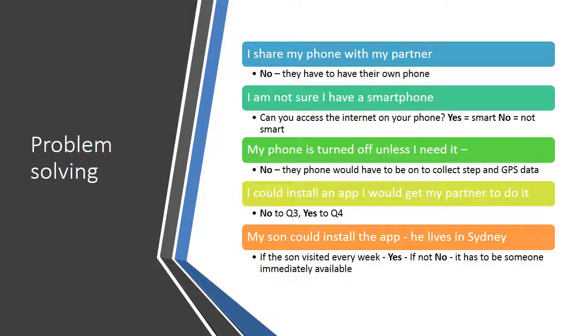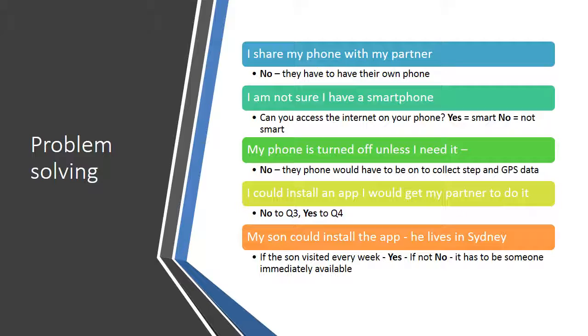Although we don't anticipate there being any problems, we have thought of a couple of situations that we should clarify. If they share their phone, they do not have access to their own phone, and so answer no to question 1. If they're not sure about the smartphone status, we're defining a smartphone as one that can access the internet. If they turn their phone off until they need it, then the phone would not be able to access or collect step and GPS data, and so you'd answer no to question 2.